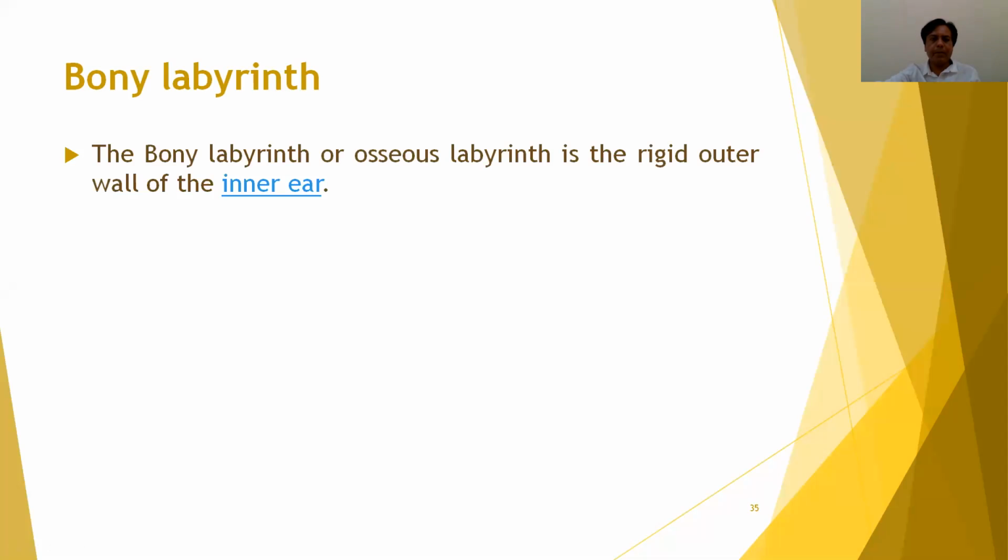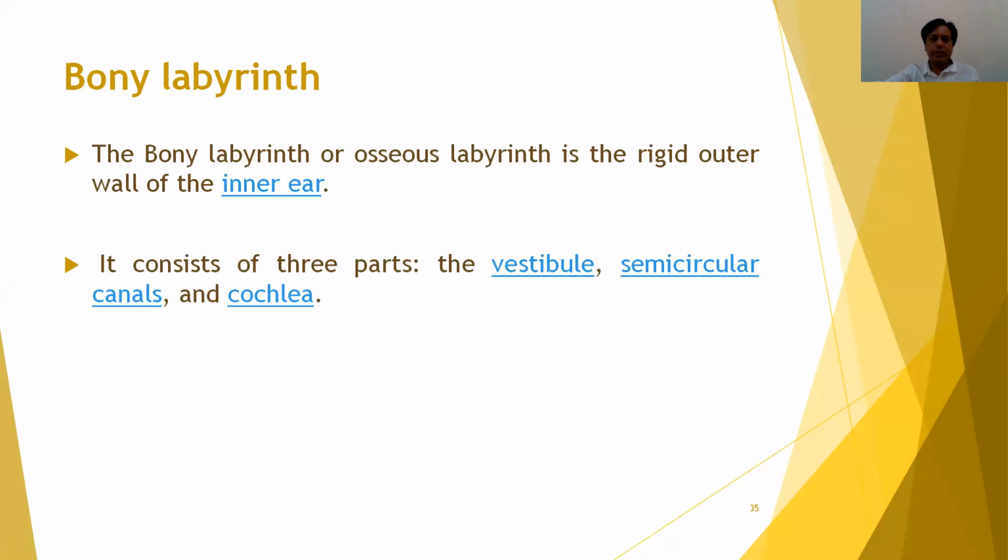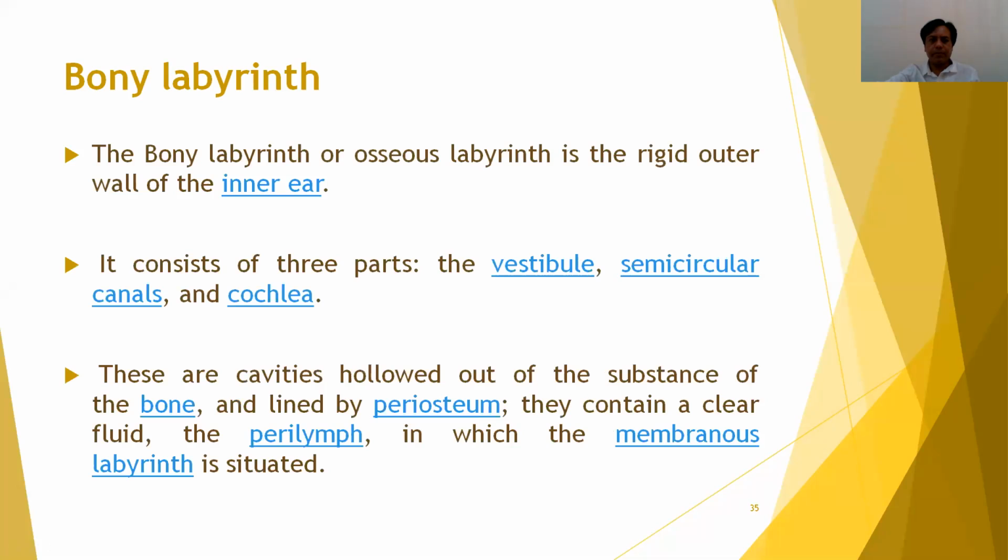First is bony labyrinth. The bony labyrinth or osseous labyrinth is the rigid outer wall of the inner ear. It consists of three parts: the vestibule, semicircular canals, and cochlea. These are cavities hollowed out of the substance of bone and lined by periosteum. They contain a clear fluid, the perilymph, in which the membranous labyrinth is situated.